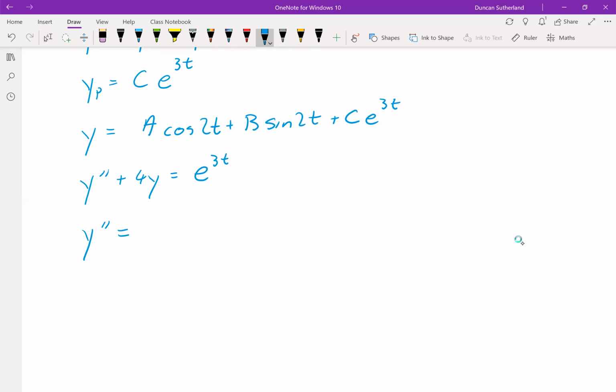I'm going to do them both at once. I'm going to get cosine back again with a minus sign, and I'm going to get a factor of 2 squared out the front. Sine is similar. And remember, when we differentiate exponentials, we just get exponentials back, so we're going to get a factor of 3 squared.